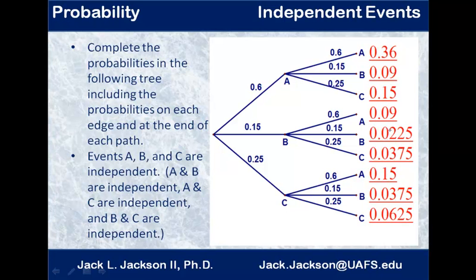Now how do I figure out these ones at the end? Well, just multiply. So the probability that we get A both times is 0.6 times 0.6, which is 0.36. The probability A first, then B is 0.6 times 0.15. Probability of A, then C is 0.15. Notice that in this case, the probability of B and then A is the same as A and then B. We've got a 0.15 times 0.6 or 0.6 times 0.15. Either way, it is the same. That's the 0.09.